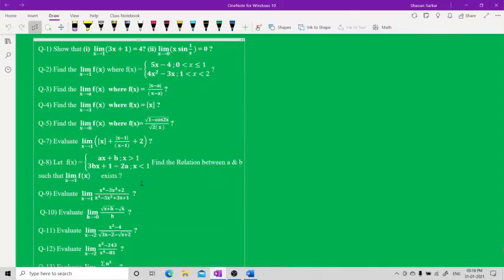In order to find the relation between a and b, you will have to write limit x tending to 1 plus is equal to limit x tending to 1 minus, the right hand limit is equal to the left hand limit, and then you will equate the two things and you will get your relation between a and b. This question I have done. This question also I have done. This type of questions I have done.